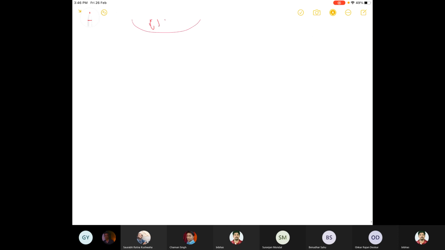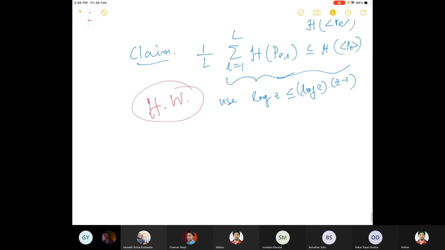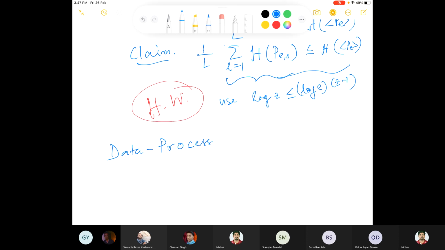We'll prove it. The proof is two lines, but it is the biggest theorem in communication theory, a consequence of Shannon's results, and this is called the data processing theorem. Now I'll prove the data processing theorem. The proof is very, very simple. Whatever is given and whatever we have derived from that, we can prove this data processing theorem, but it has a huge conclusion.